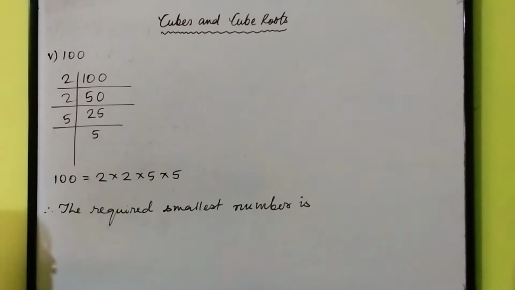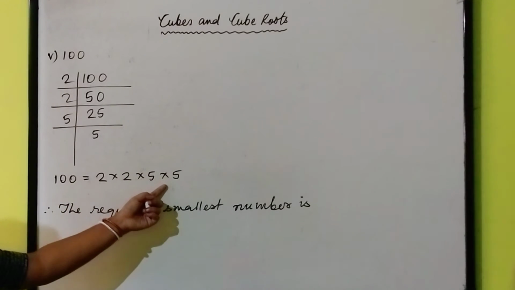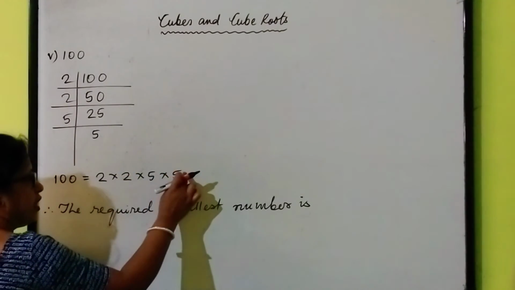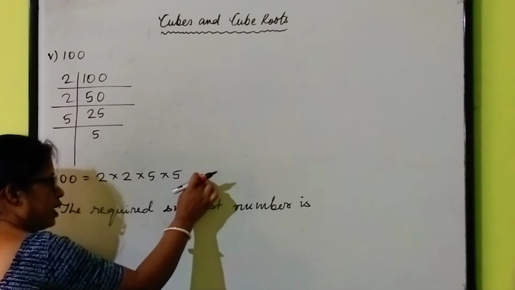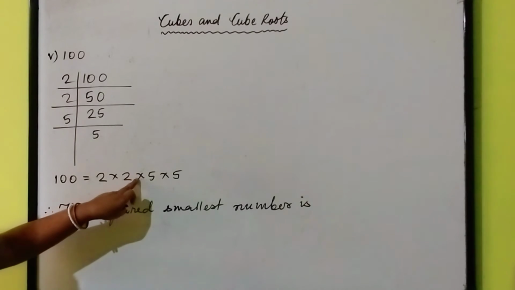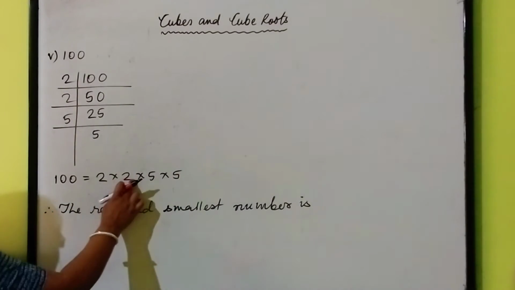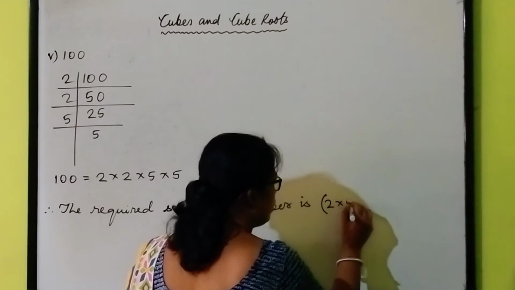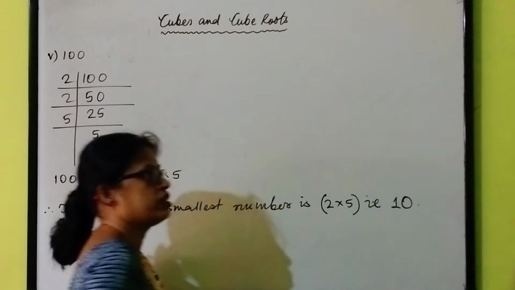Now see, here neither 2 forms a triplet nor 5 forms a triplet. That means if you multiply one more 2 here and another 5 here, it will form a triplet. That means you have to multiply here by 2, and you have to multiply here by 5. That means 2 into 5. The smallest number is 2 into 5, that is your 10. Hope you have understood.